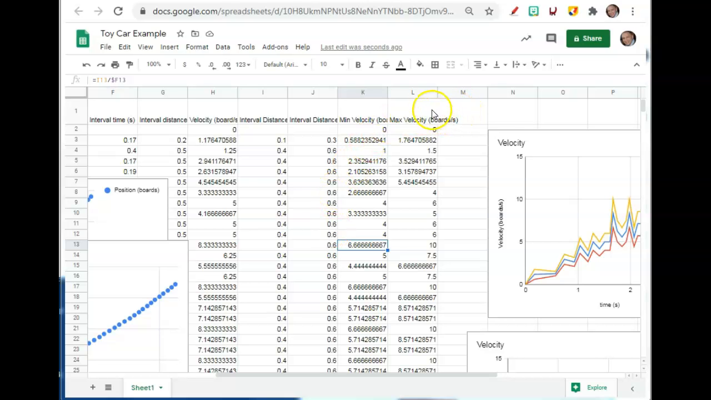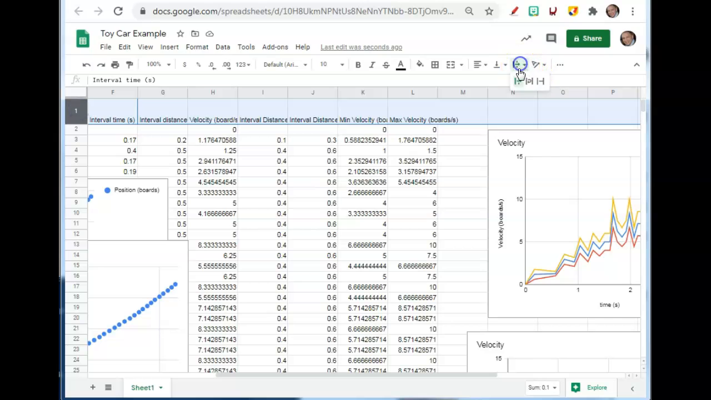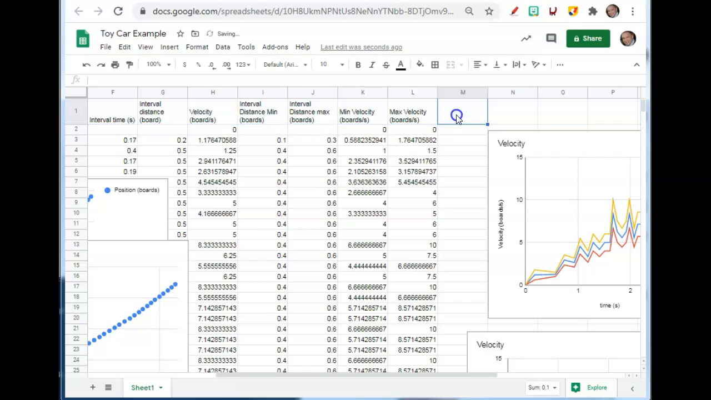Another way we can look at this, not just the max and min here, but we can also think about the error in velocity, the uncertainty in velocity. So we'll wrap this text a little bit. I'm going to make this velocity error. And this is still in boards per second.